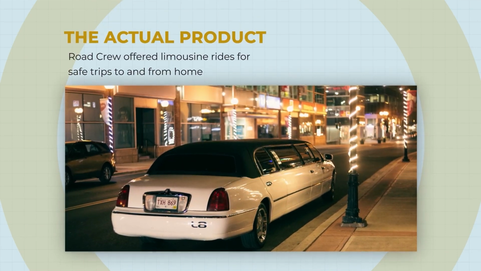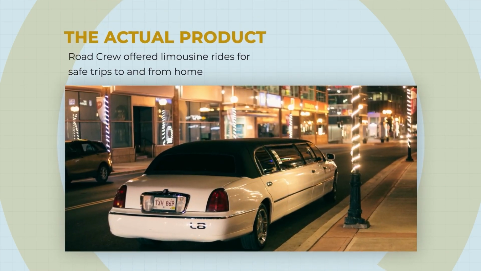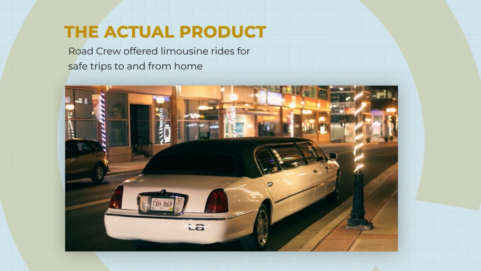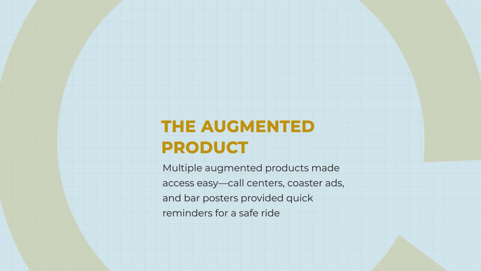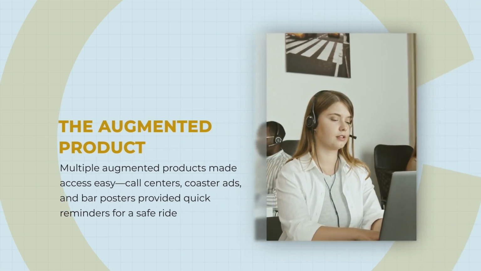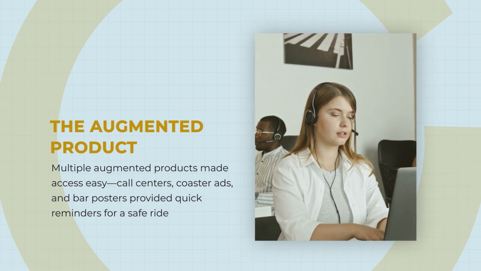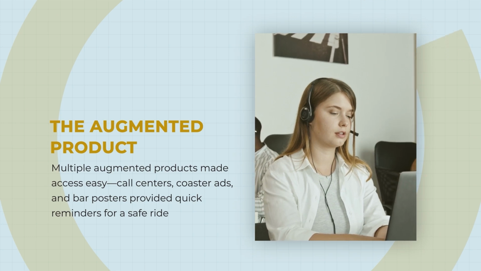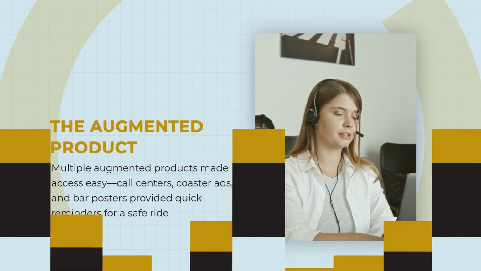The actual product was limousine rides. Road crew provided limousine rides to take bargoers to and from home safely. There were several augmented products, all making it easy to access their service. Call centers were available, phone numbers were printed on coasters, and posters in bars reminded people that a safe, stylish ride was just a call away.